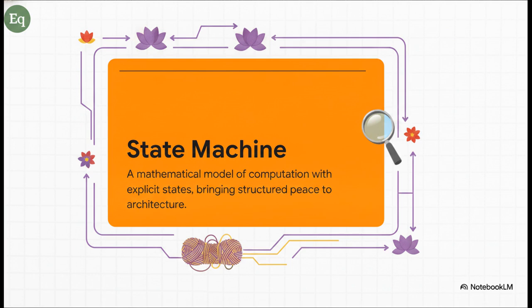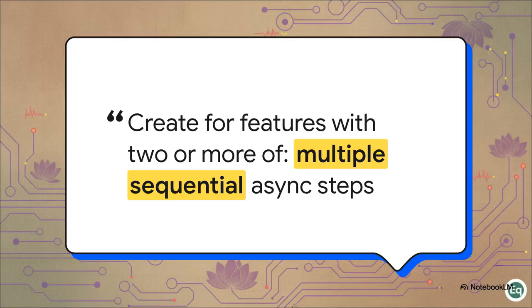By shifting complex asynchronous flows completely out of our React hooks and moving them into these state machines, we bring a profound structured peace to our edge agent architecture. It's kind of like replacing a massive tangled ball of yarn with a crystal clear flowchart that your code actually has to obey. And that means far fewer midnight debugging sessions for you. And this brilliantly illustrates when to actually make the jump.